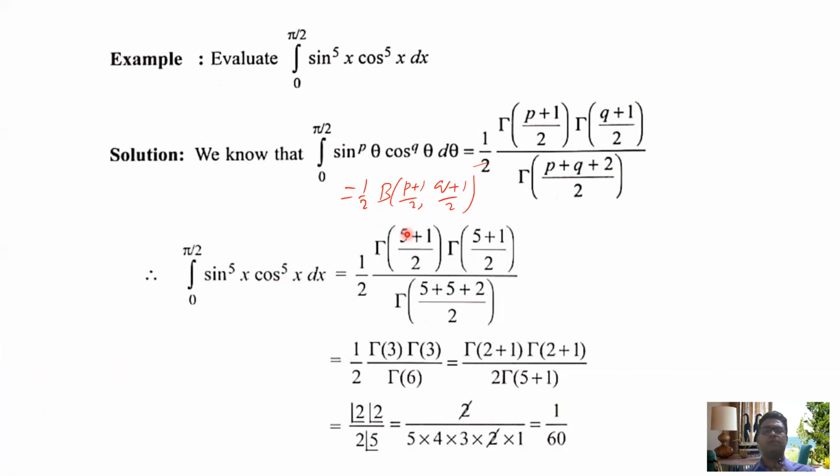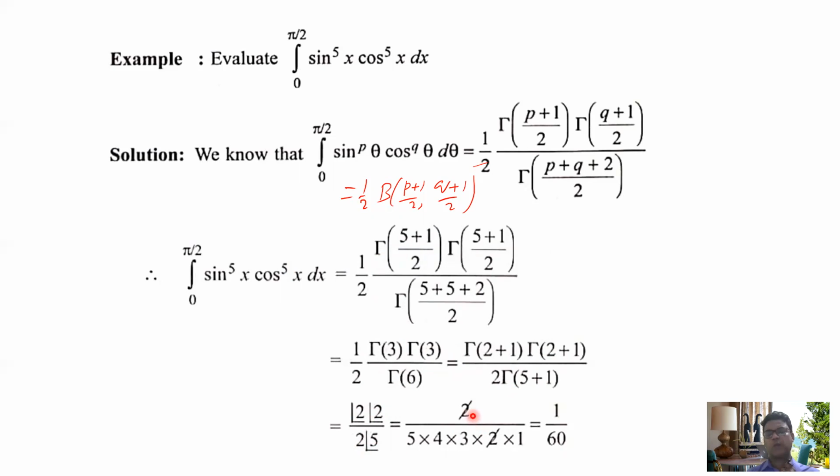So here, what is p? p is equal to 5. What is q? q is equal to 5. So from here you may write half gamma(5 plus 1 by 2) gamma(5 plus 1 by 2) over gamma(5 plus 2 by 2). So it is clear, gamma 3 by gamma 6. So gamma 3 you can write as gamma(2 plus 1), and gamma 6 is gamma(5 plus 1). So factorial 2 by 2 factorial 5.